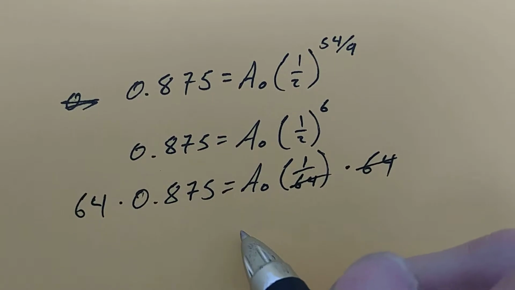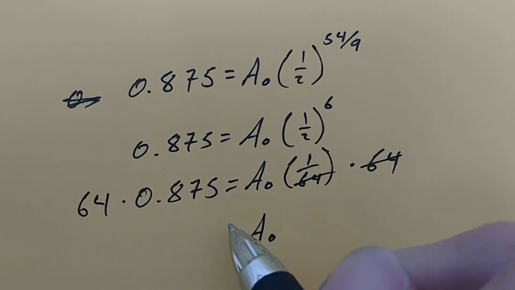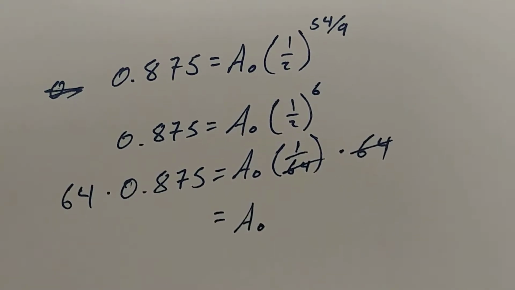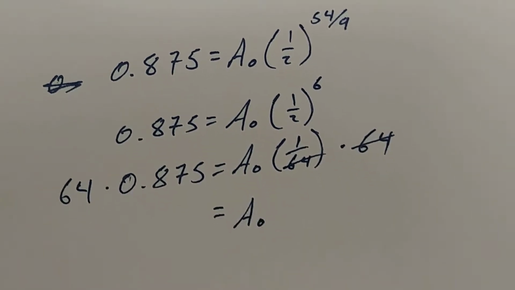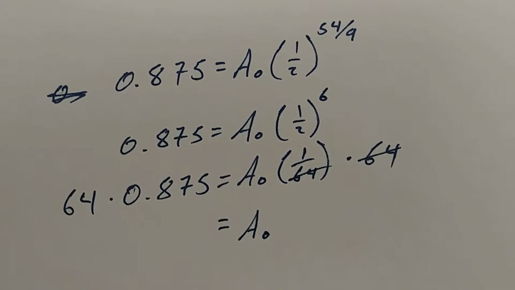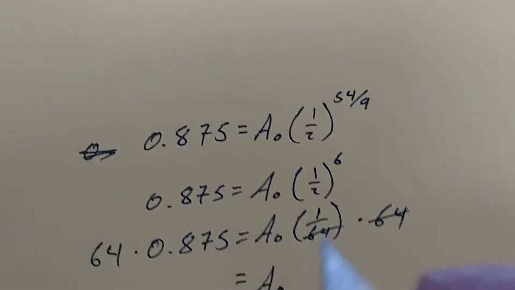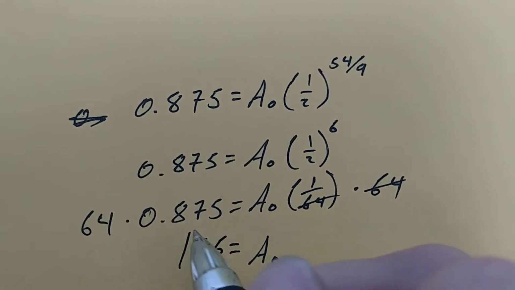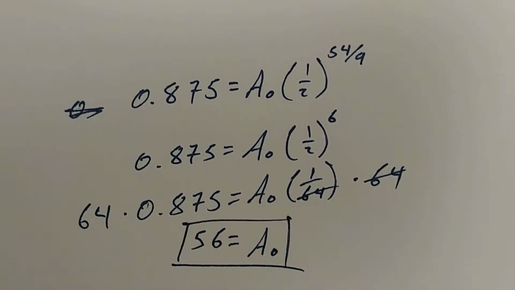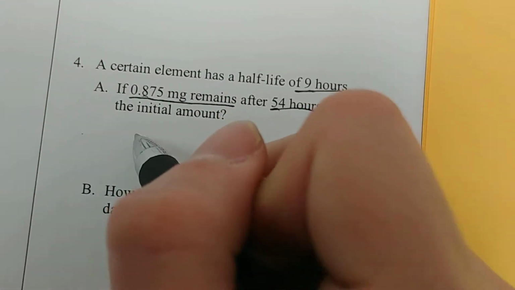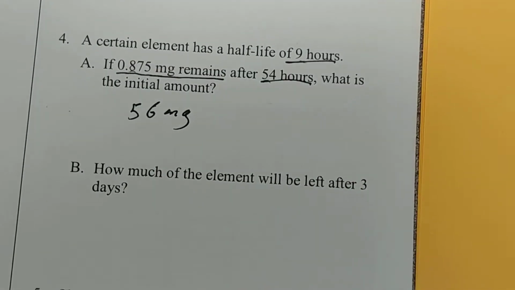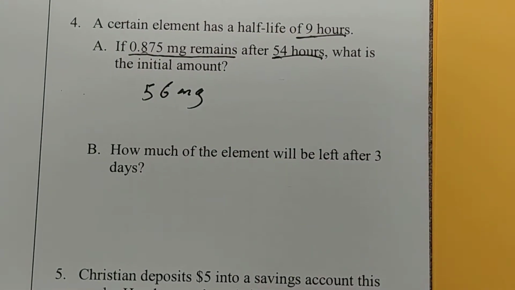I'm left with A0 is equal to, let me use my calculator to type 64 times 0.875. 56. So the initial amount was 56 milligrams. That'll be the answer for number 4A. 56 milligrams. How much of the element will be left after 3 days?